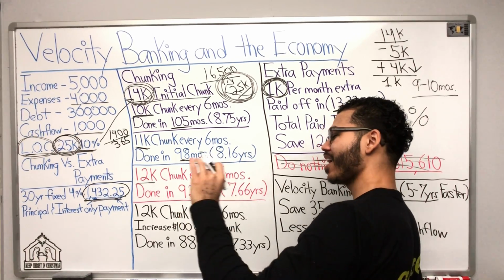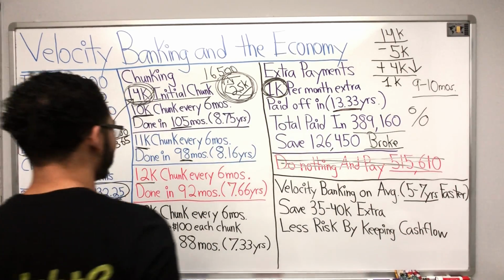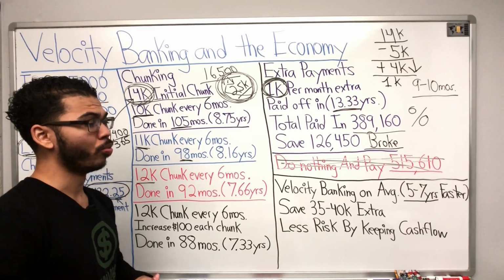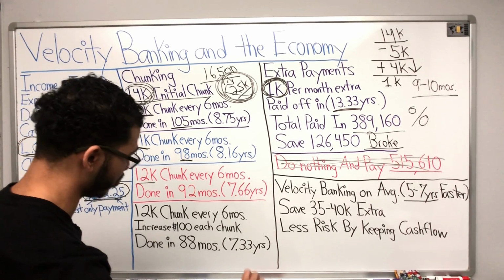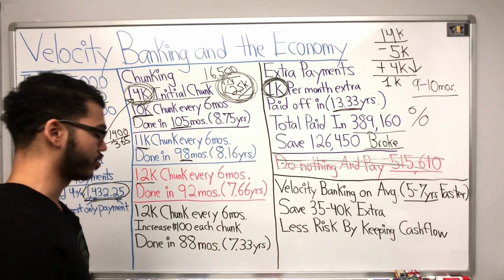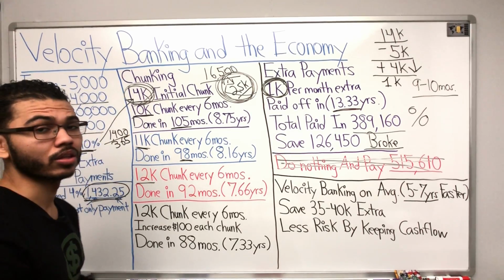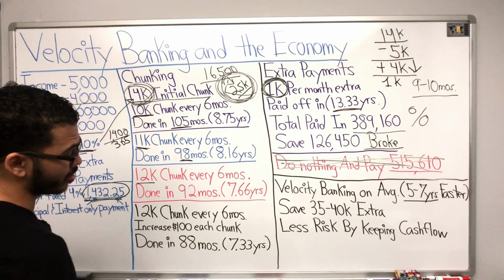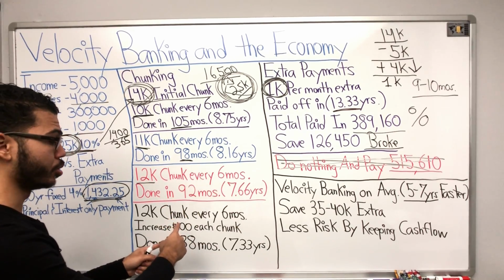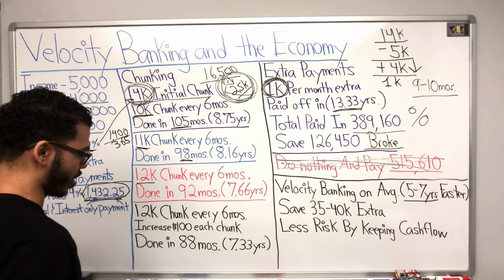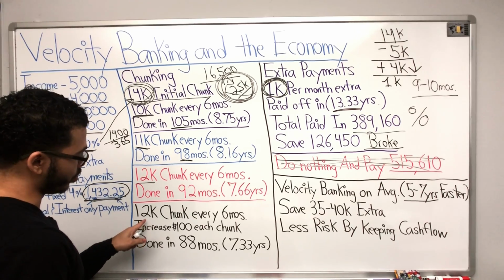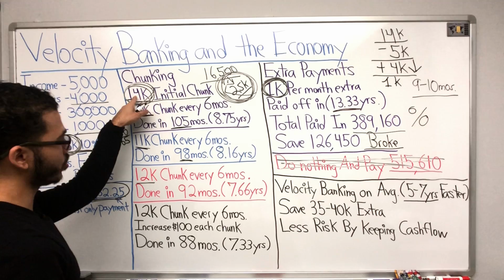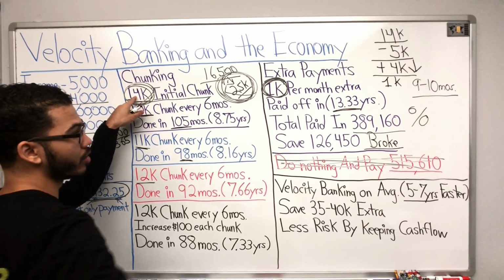And you know what? I decided to be very, very petty, because I see a lot of YouTube videos out there that talk about, oh, pay an extra $100 on your mortgage and you'll save 30-something thousand dollars. That's baloney. That is baloney. Okay? So I decided to be very petty and apply that 100 into my velocity banking strategy, where we do 12,000 every 6 months after the initial 14.